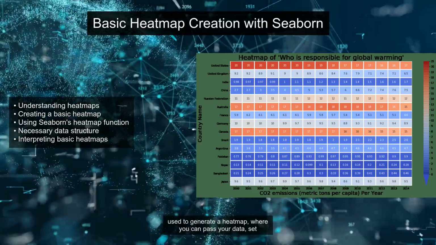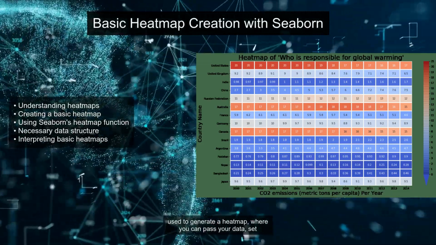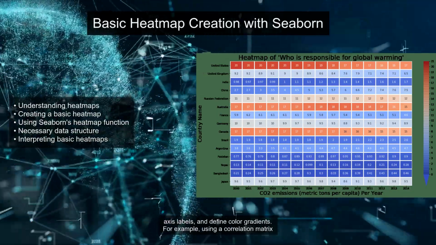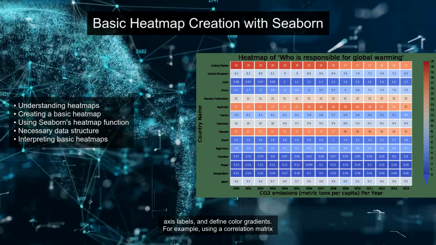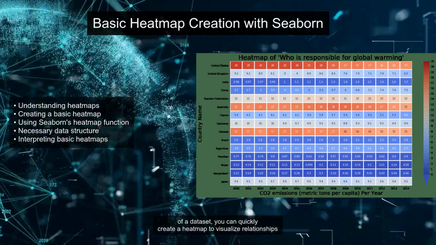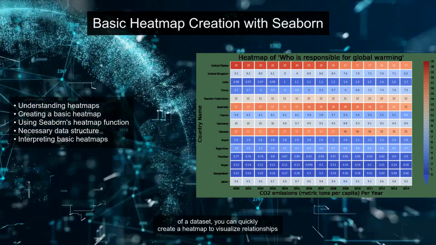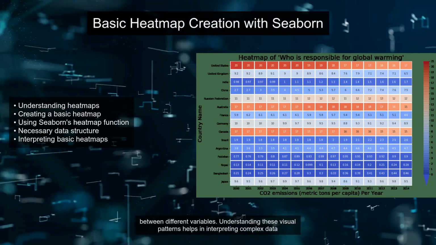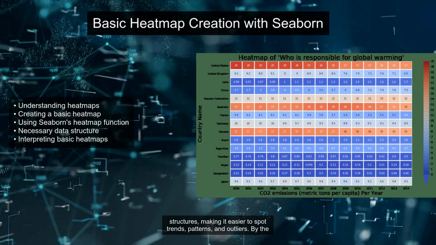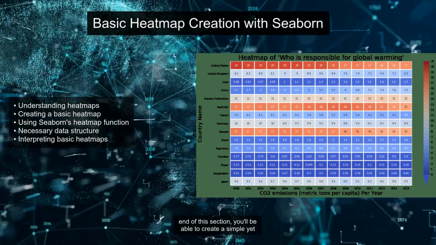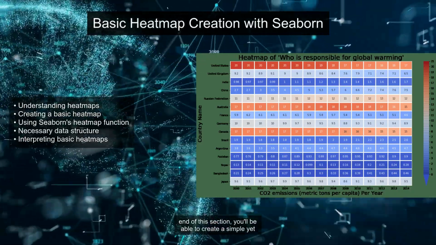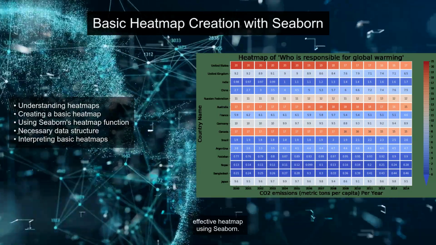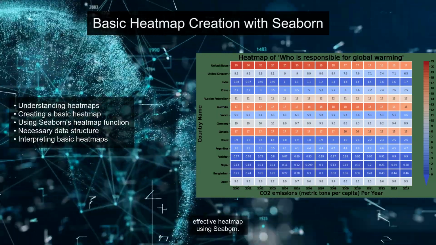The Seaborn.heatmap function is used to generate a heat map, where you can pass your data, set axis labels, and define color gradients. For example, using a correlation matrix of a dataset, you can quickly create a heat map to visualize relationships between different variables. Understanding these visual patterns helps in interpreting complex data structures, making it easier to spot trends, patterns, and outliers. By the end of this section, you'll be able to create a simple yet effective heat map using Seaborn.